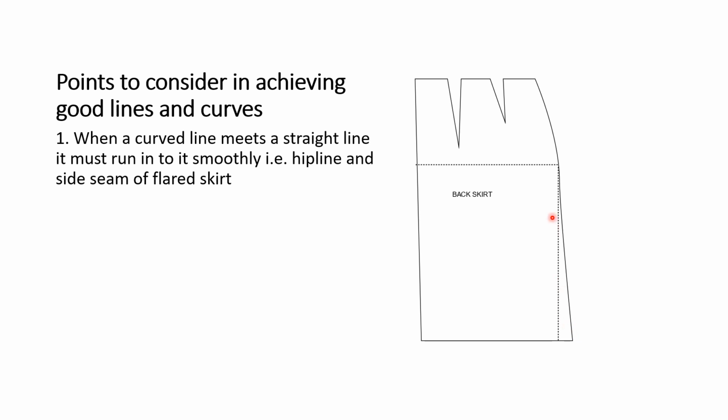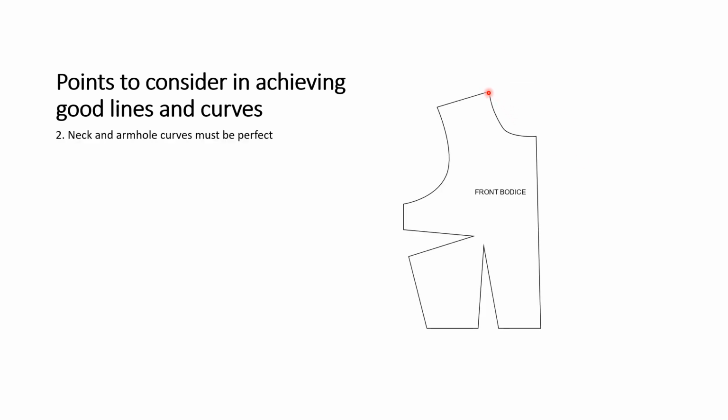In this diagram illustrated, we have the back skirt and we can see the hip line and the side seam of the flare. As you look keenly at the point at which they are intersecting, the lines are coming in or are running into each other smoothly. Point number 2, the neckline, this part, and the armhole, this part, must always have nice curves and be perfect.